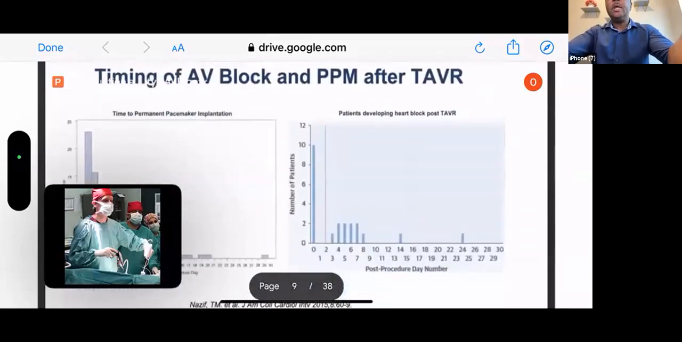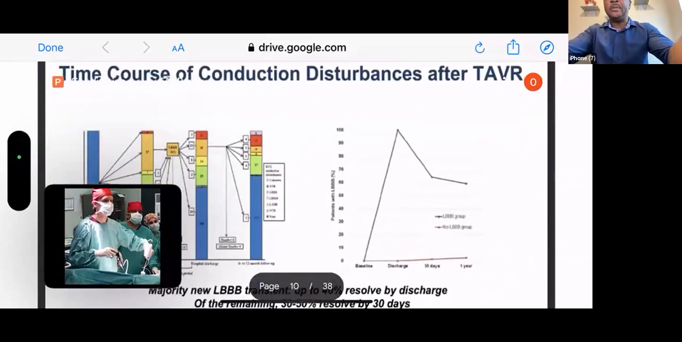That we put a lot of pacemakers in these patients. So this slide here is showing you the timing of permanent pacemaker placing. The majority of the patients get their permanent pacemaker within 2 days, that's 48 hours. Some do eventually get it later on, but the majority and the most amount of patients get it within the first 48 hours.